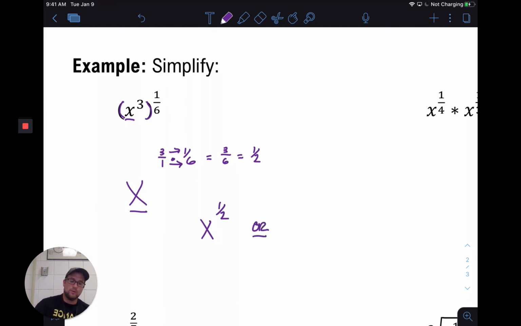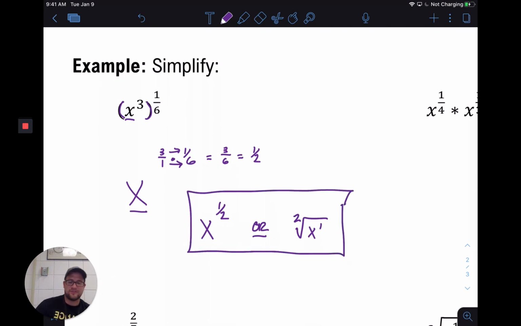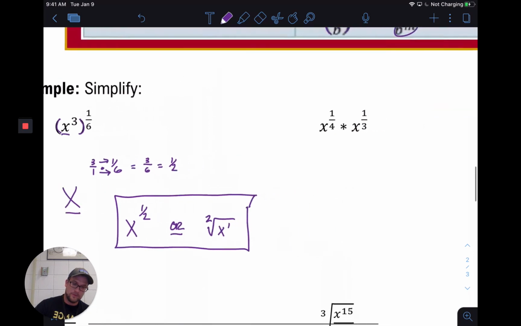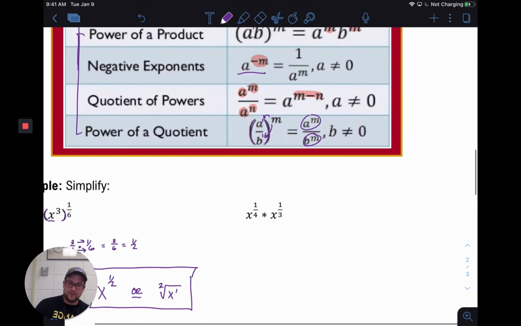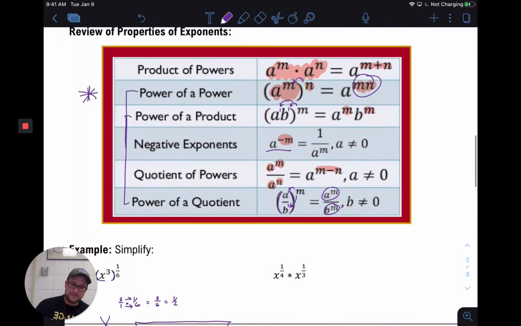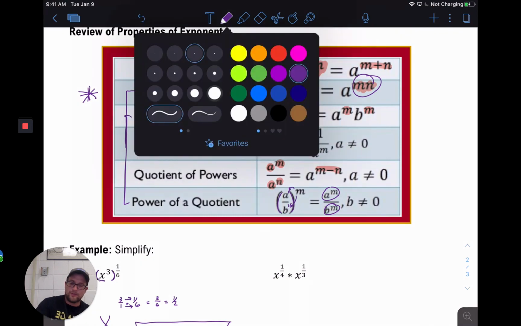Or we could also rewrite this as the square root of x to the first power, because we should be good at switching between those. That is what today's lesson is all about, that switch. So we always want to think about that. Remember, this is your root, that's your power. Let's do another one. We have x to the 1/4 times x to the 1/3.